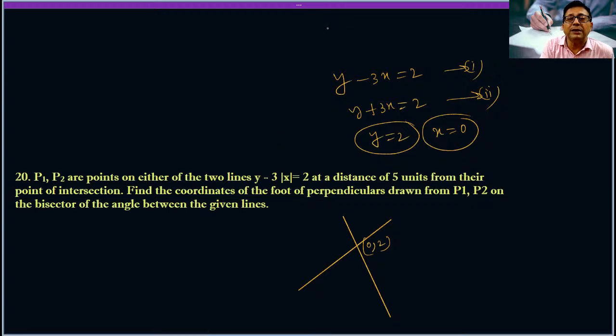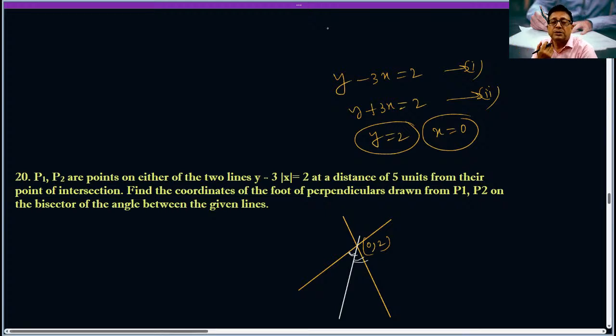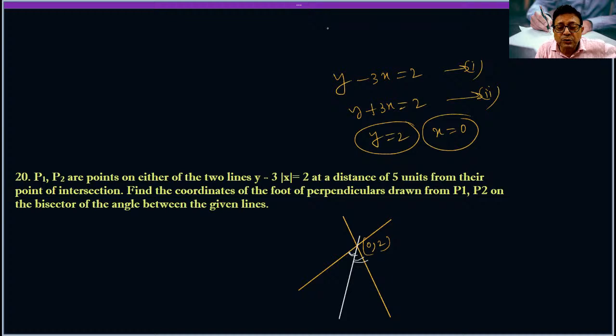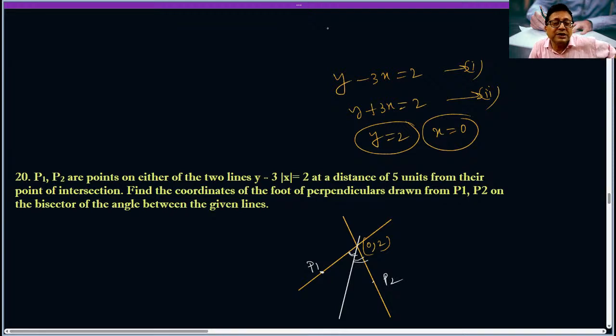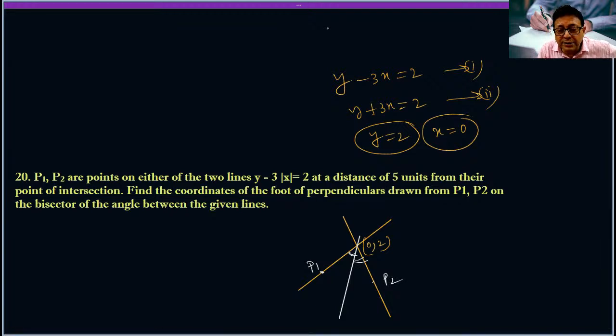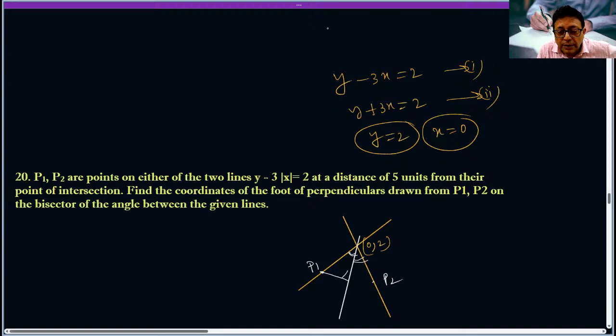Where you will get stuck for this sum, exemplar, I don't know why they have kept this problem over there. This is the bisector. Let us solve it by concept. Don't use bisector equations. P1 and P2 are on two lines. P1 on this line, P2 on this line. You have to find this foot of perpendicular. From here also you need to get this foot of perpendicular, M1 and M2.